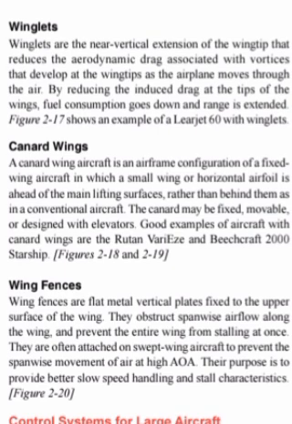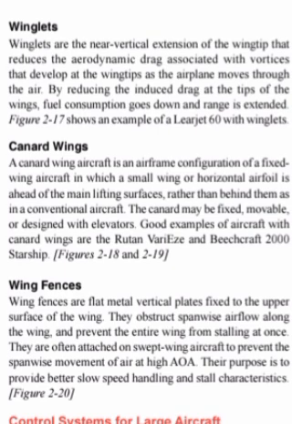Canard wings. A canard wing aircraft is an airframe configuration of a fixed-wing aircraft in which a small wing or horizontal airfoil is ahead of the main lifting surfaces, rather than behind them as in a conventional aircraft. The canard may be fixed, movable, or designed with elevators. Good examples of aircraft with canard wings are the Rutan Voyager and Beechcraft 2000 Starship in Figure 218 and Figure 219.